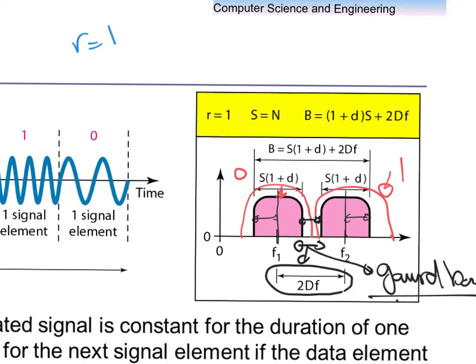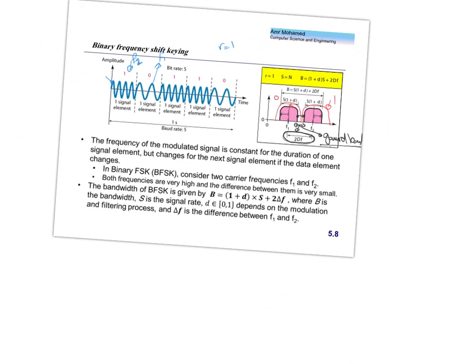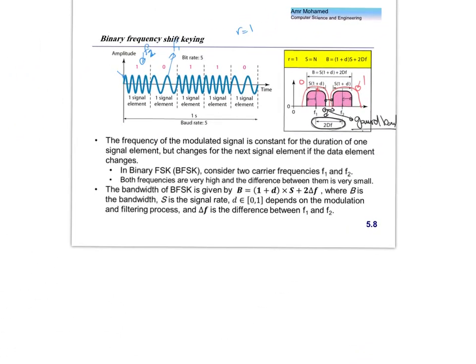So both of them sum up to 1 plus D times S. And in the middle, you have 2 delta F. So in fact, the bandwidth becomes, in general, 1 plus D times S plus 2 delta F. The 2 delta F tries to separate the two symbols from each other using some guard band.